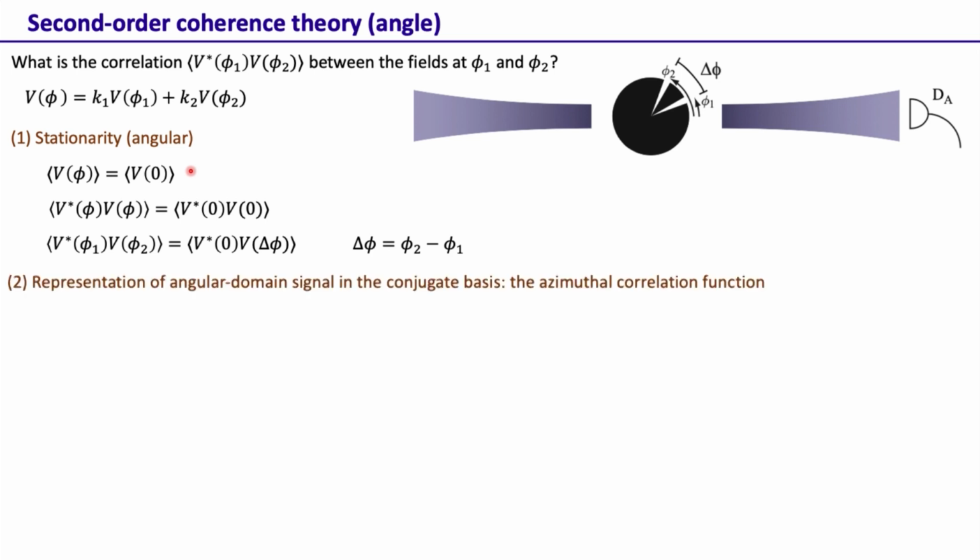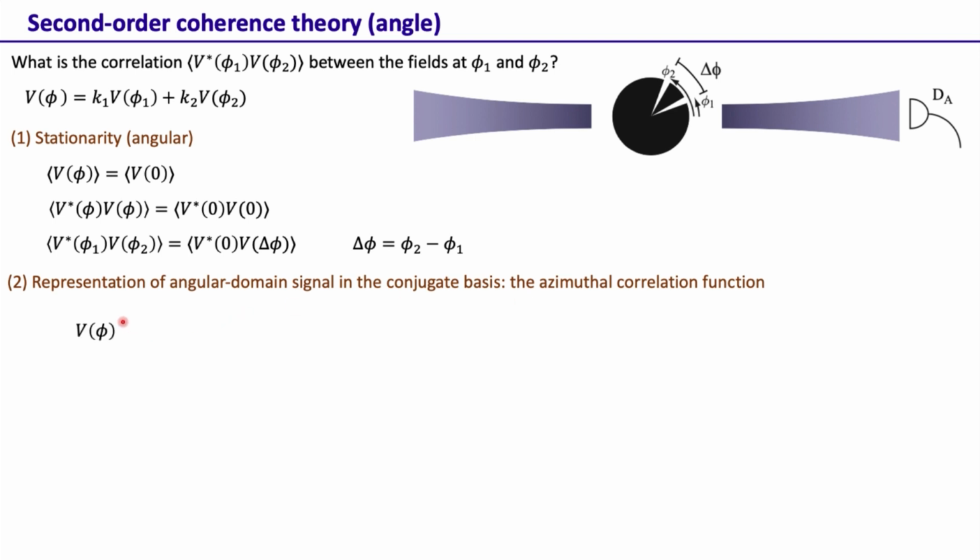Okay, so just like space and time: in the case of time, the other conjugate basis is frequency. In the case of space, the other conjugate basis is the spatial frequency basis. Now the question is, is there any conjugate basis for the angle? And if there is a conjugate basis of angle, is there any correlation function in that conjugate basis? So that's the question we want to answer.